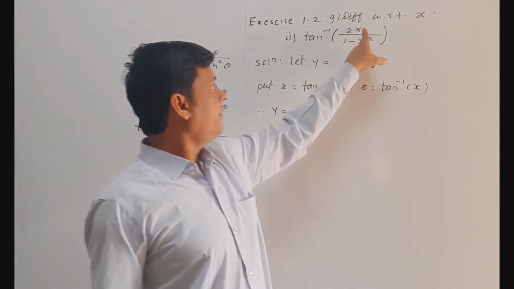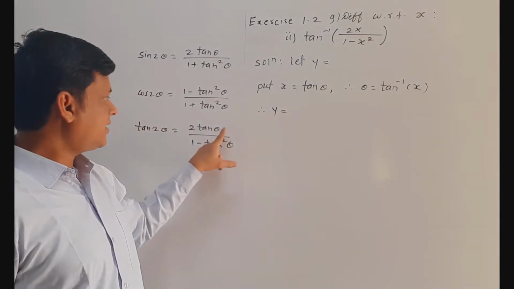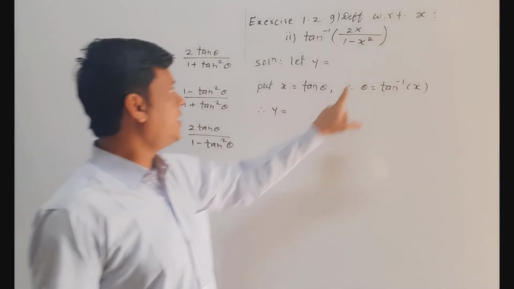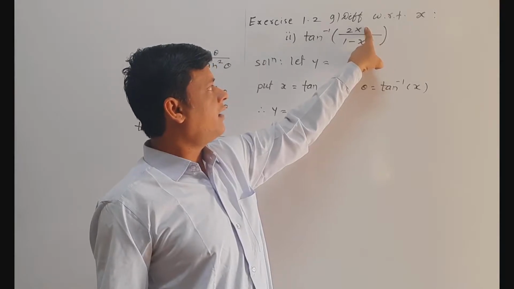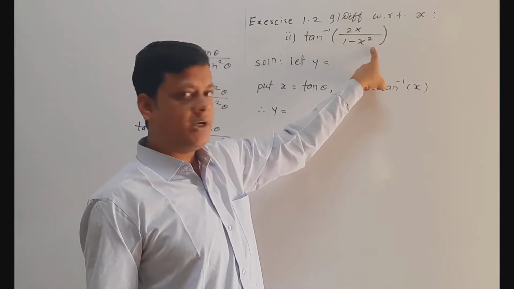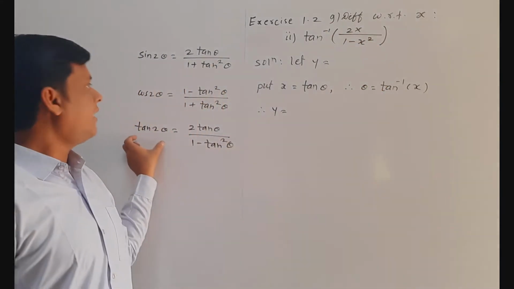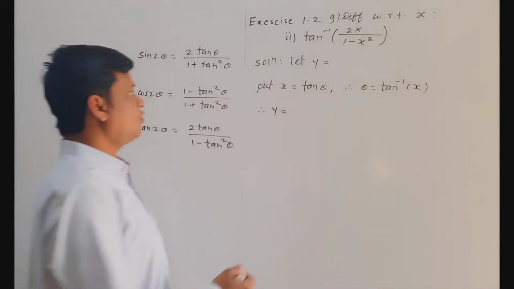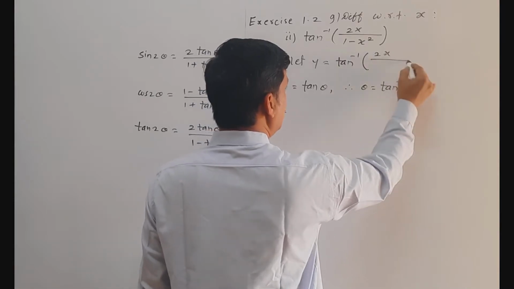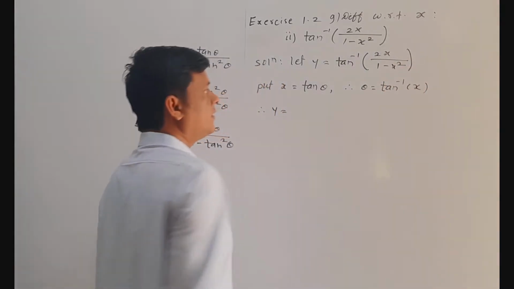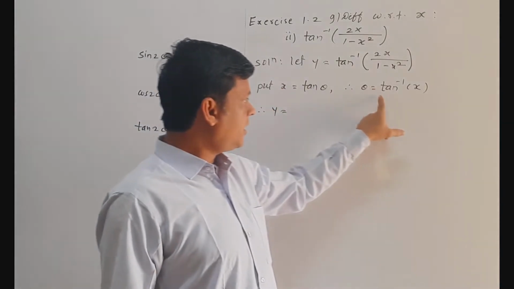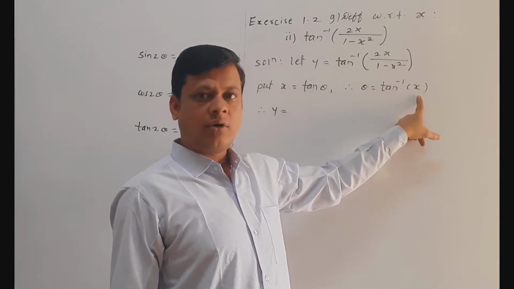That means when we replace this x by tan theta, we get 2 tan theta upon 1 minus tan square theta, which we replace by tan 2 theta. So we write in solution, let y is equal to the given function, tan inverse of 2x upon 1 minus x square. Put x equals tan theta, therefore theta is tan inverse of x.